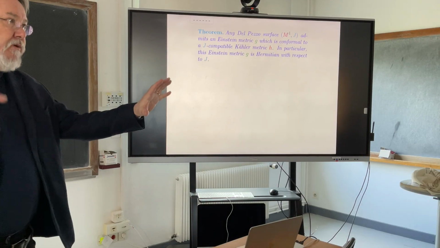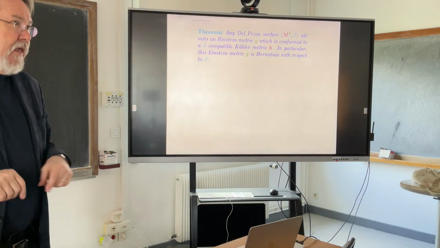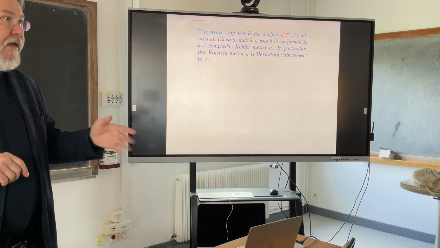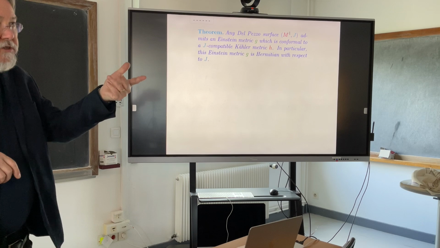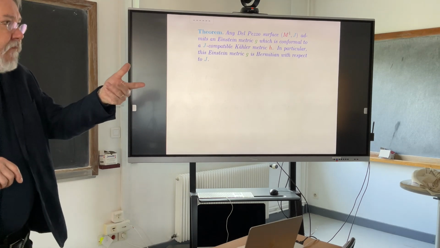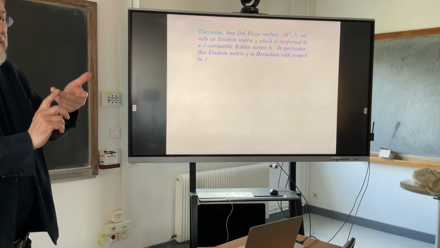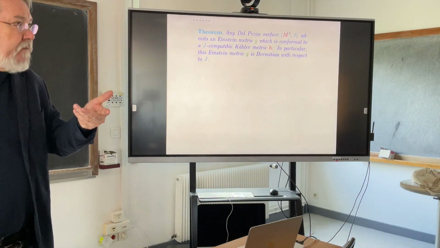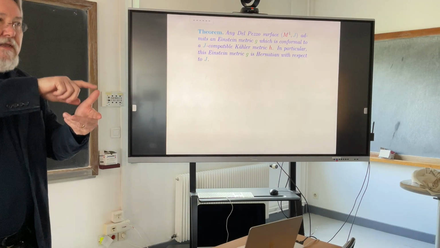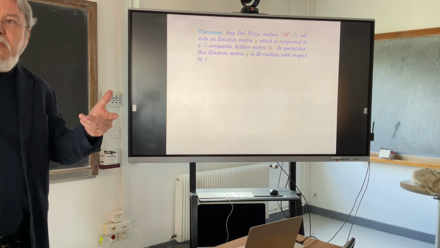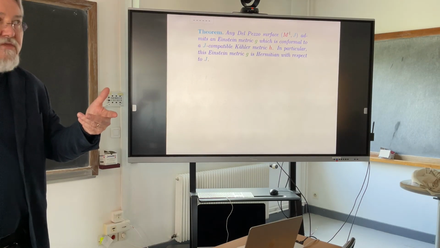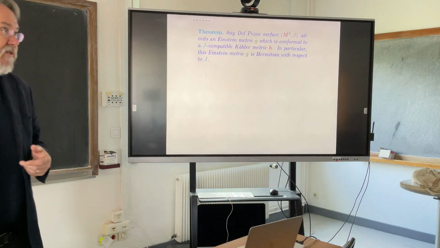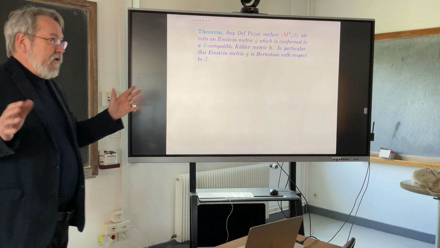Take a round S3 times a round S3. You can now endow that with an almost complex structure by, on S3, choosing a left invariant orthonormal frame and saying J sends, let's say, the second element to the third element. Do that on the other S3 at the same time, and then you can define J to send the first basis element here to the first basis element there, and send the first basis element there to minus the first basis element there. That is an almost complex structure on S3 times S3.